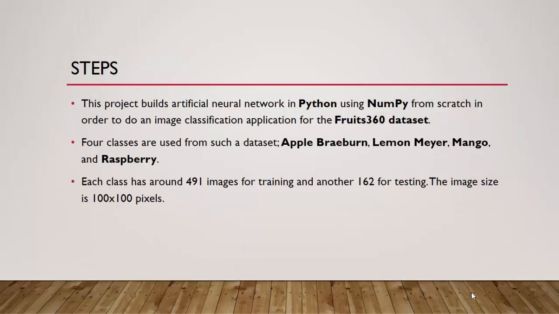The steps for the project is to build a neural network in Python using NumPy from scratch in order to do an image classification application for the Fruits360 dataset. 4 classes are used from such a dataset: apple Braeburn, lemon, mango, and raspberry. Each class has around 491 images for training and another 162 for testing. The image size is 100 by 100 pixels.